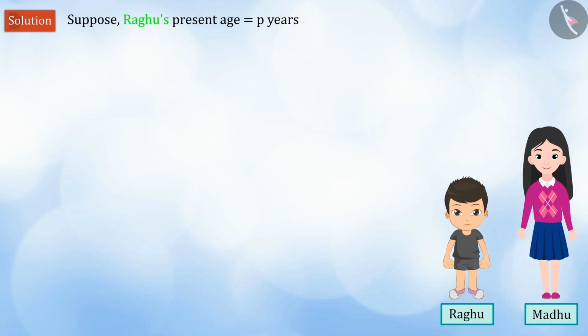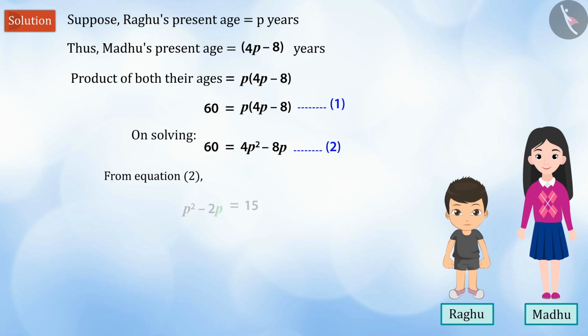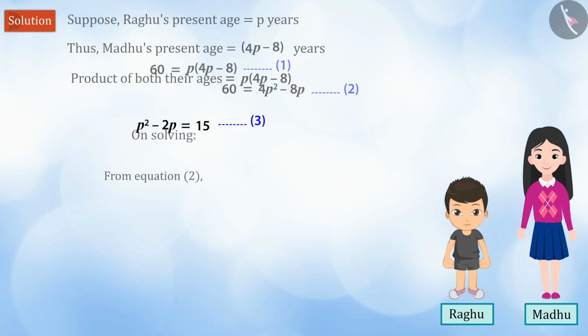Suppose Raghu's present age is equal to p years. According to the question, Madhu's age is 8 less than 4 times Raghu's present age. That is, Madhu's age will be equal to 4p minus 8 years. The product of both their ages is given as 60, which we shall consider as equation 1. Solving equation 1, we get equation 2, which is 60 equal to 4p square minus 8p. Simplifying equation 2, we get equation 3.